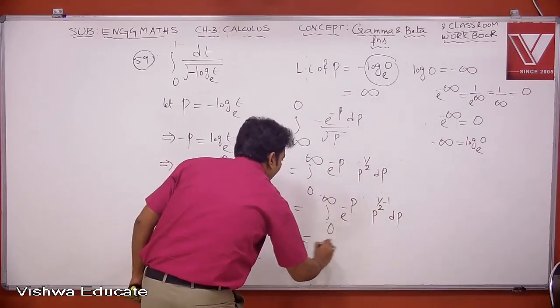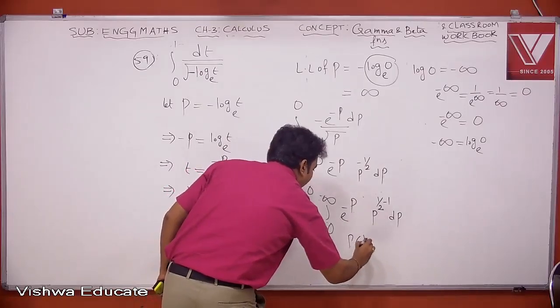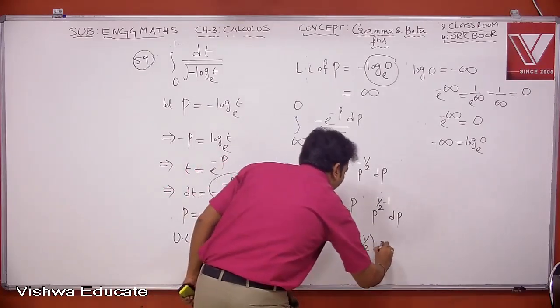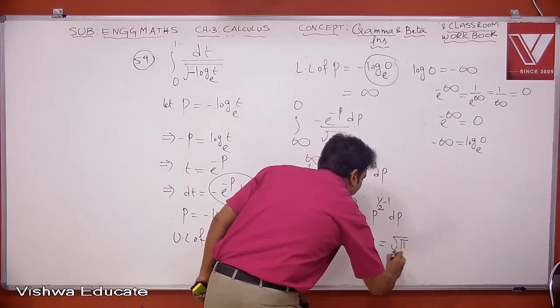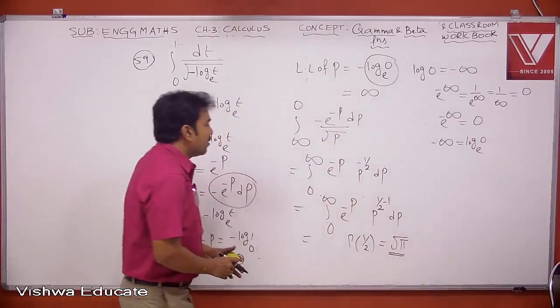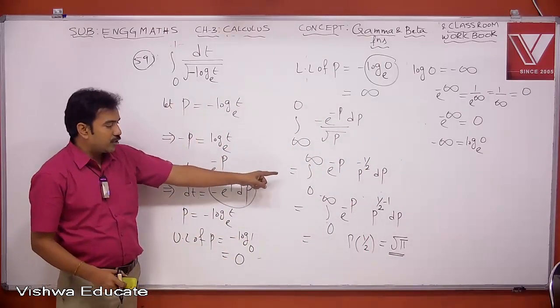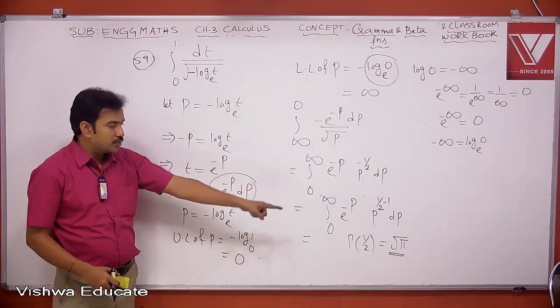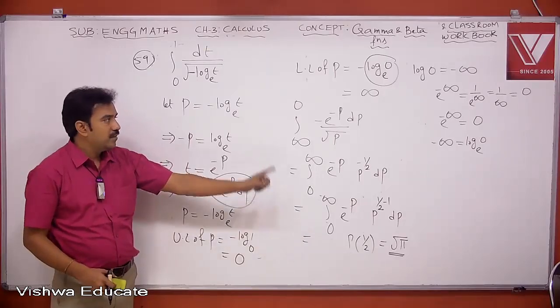Now this is a gamma function, but the value of n is 1 by 2. So gamma of 1 by 2, which is nothing but square root of pi. Therefore, finally it is reduced to gamma function and gamma of 1 by 2. So it is square root of pi. Note this.